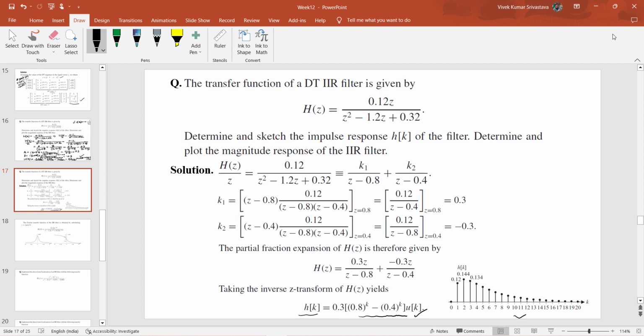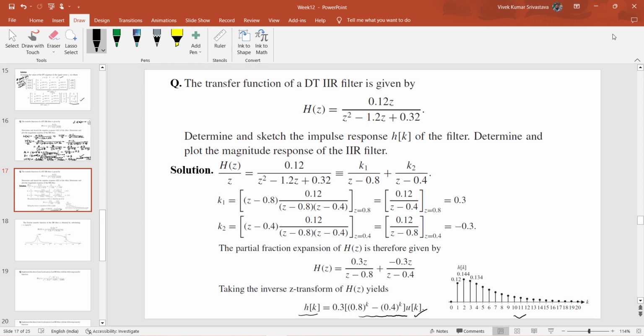From here we can see that h of k, which is the impulse response of this IIR filter, that is infinite impulse response, starts from 0 and goes to infinity. Which is basically a response of an IIR filter, that it is defined for infinite values of time. So this is basically an IIR filter. And one more thing we can see here is that an IIR filter is basically defined for infinite values.